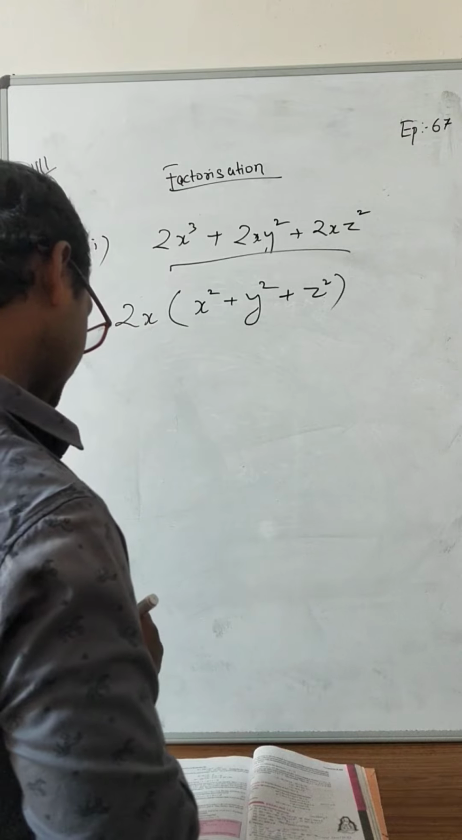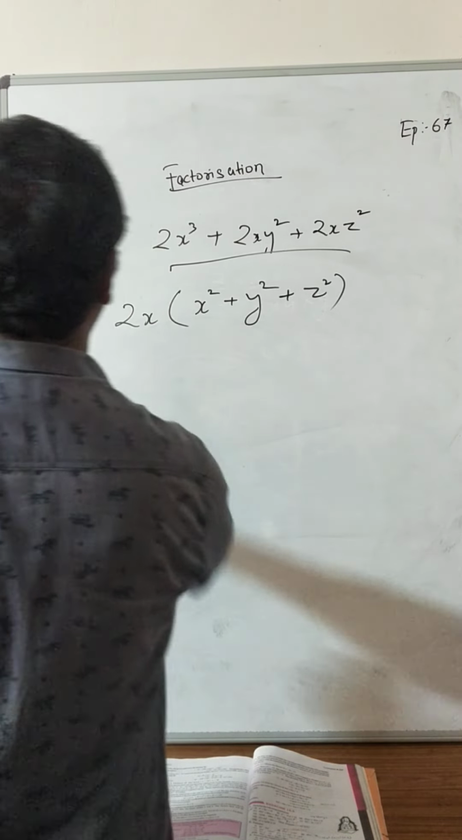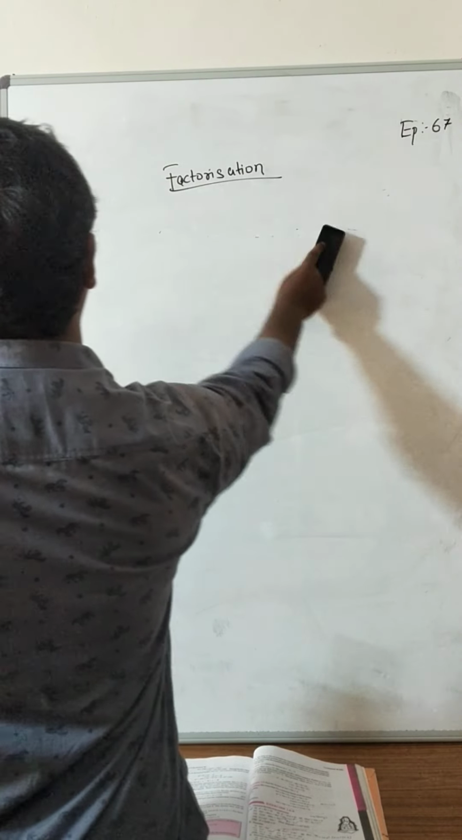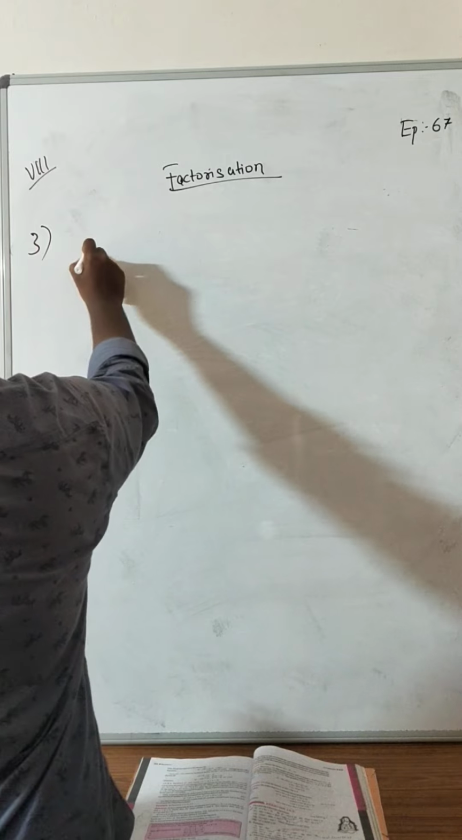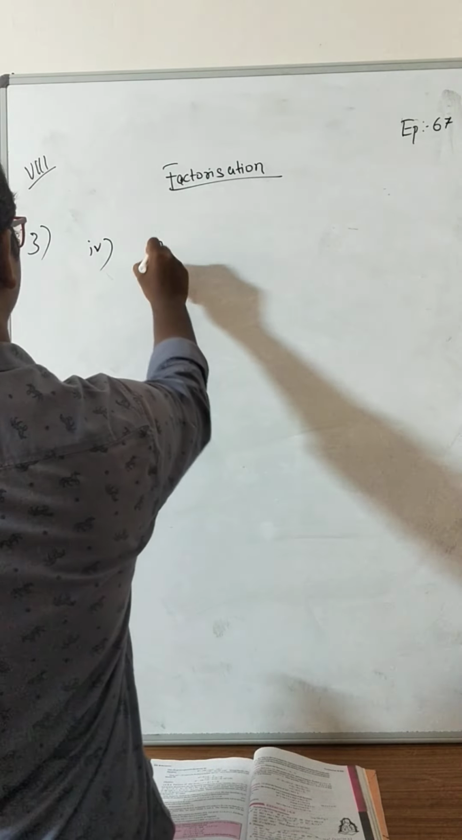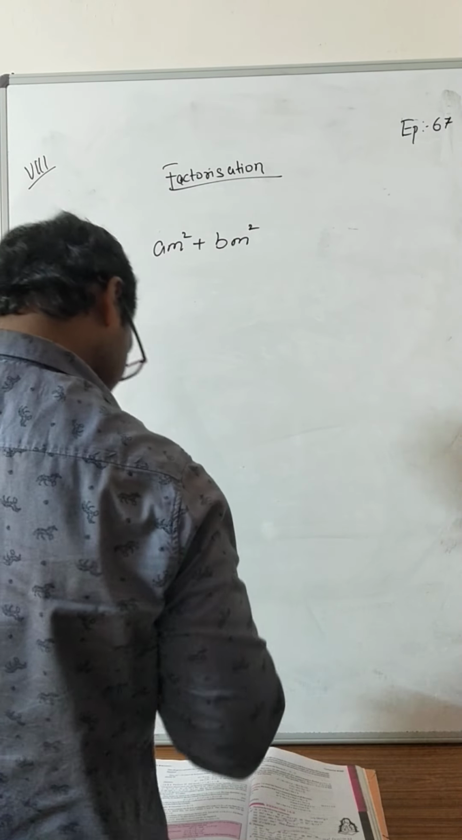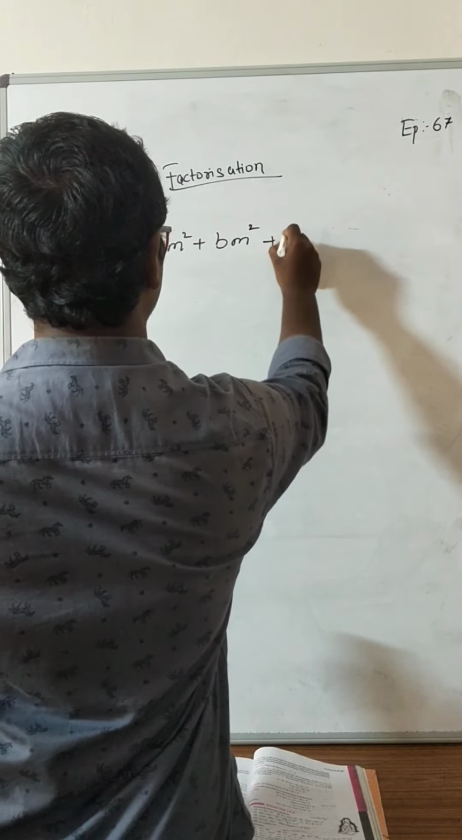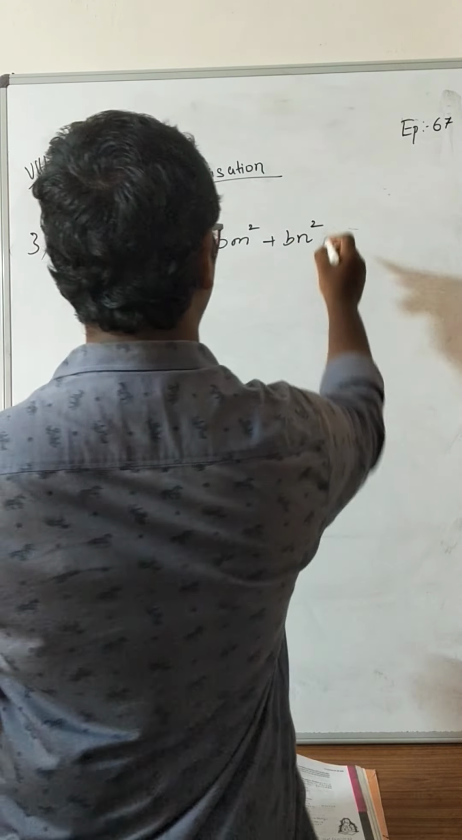Okay, now look at the fourth one. The fourth one is am² plus bm² plus bn² plus an².